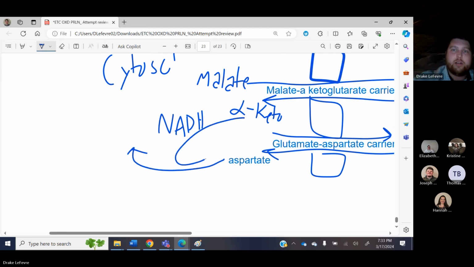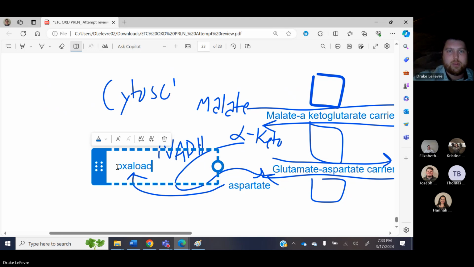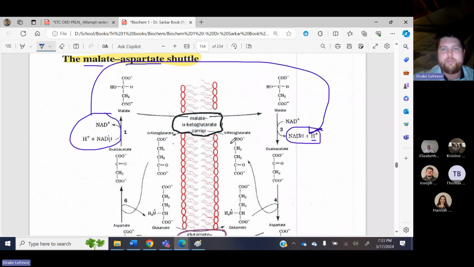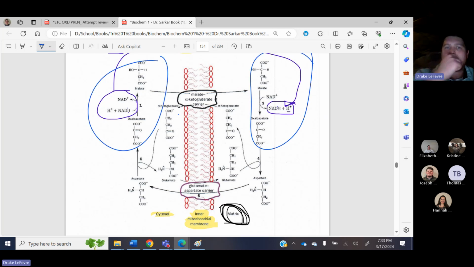Aspartate reacts with the alpha ketoglutarate. Alpha ketoglutarate turns back into glutamate. Aspartate turns into oxaloacetate. It got a little bit confusing because I'm trying to draw it out, but you can see everything is super, super closely related, and it just flows. Malate turning into oxaloacetate, this step right here, is the big step where we transport the electron across.